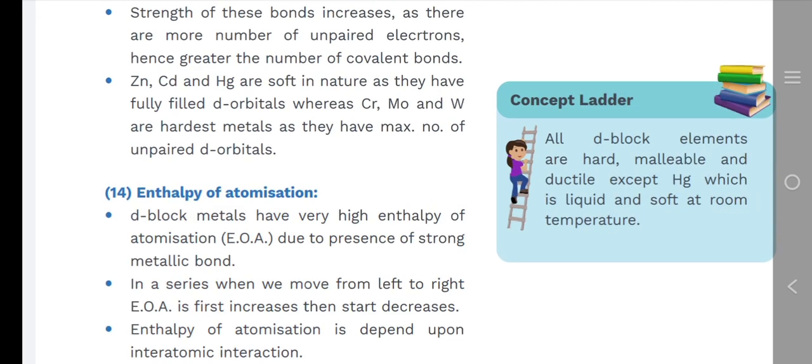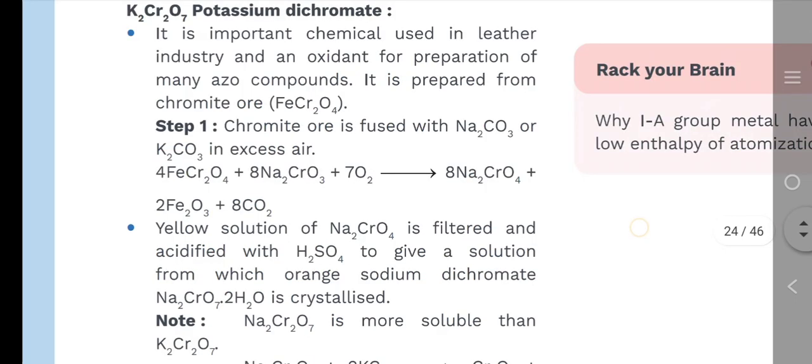Enthalpy of atomization. D-block metals have very high enthalpy of atomization due to the presence of strong metallic bonds. In a series, moving from left to right, enthalpy of atomization first increases and then starts decreasing. Enthalpy of atomization depends upon interatomic interactions.